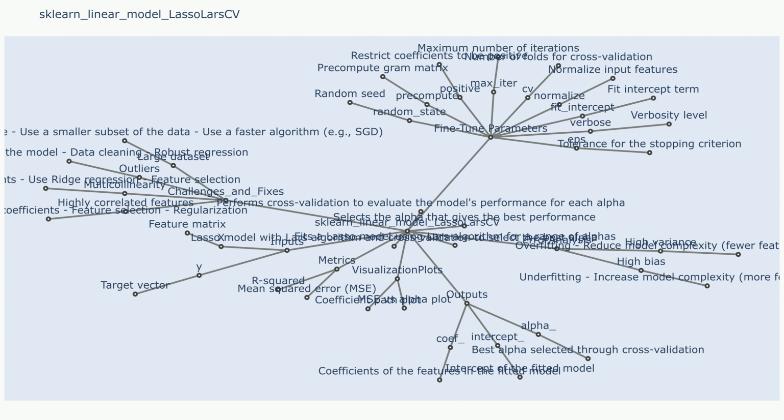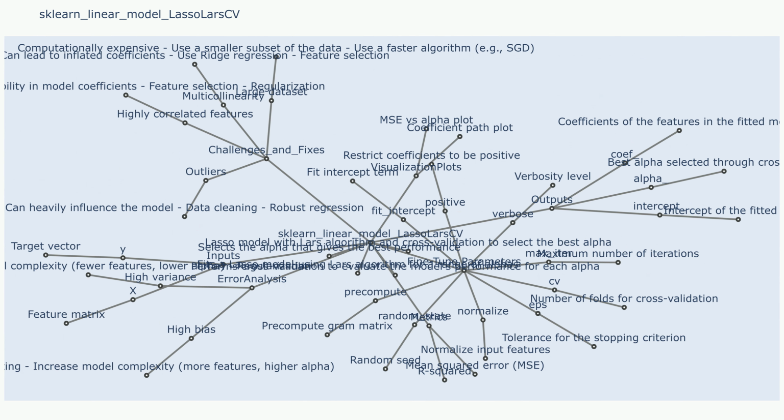Fit intercept: whether to fit the intercept term. Verbose: verbosity level. Uncertainty methods. Confidence intervals. Confidence intervals can be calculated for the coefficients to assess the uncertainty in the estimated values.